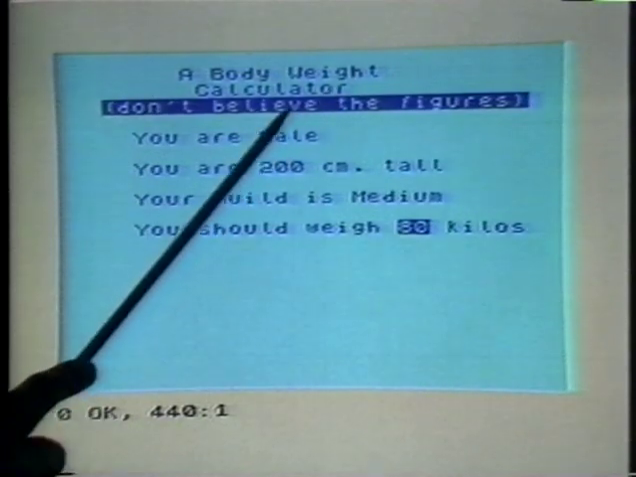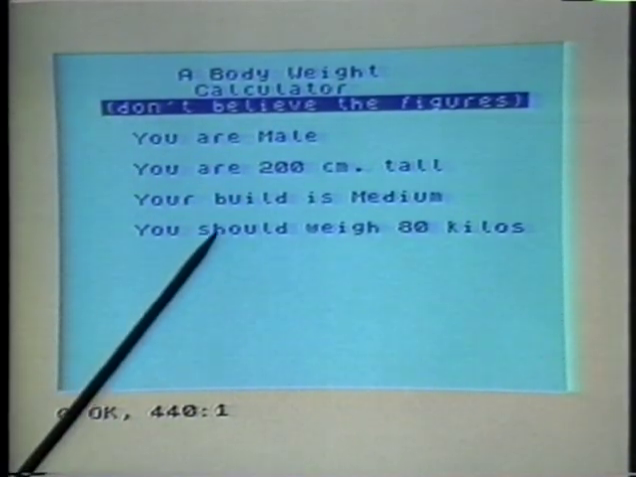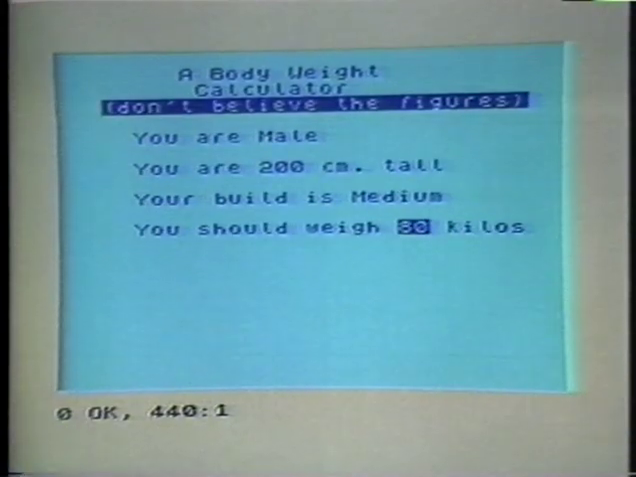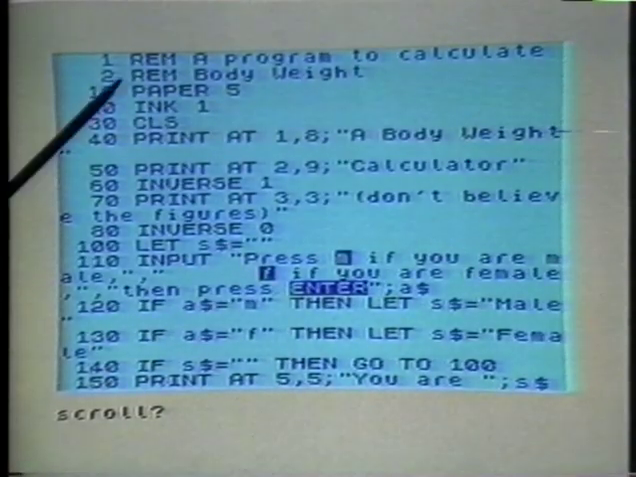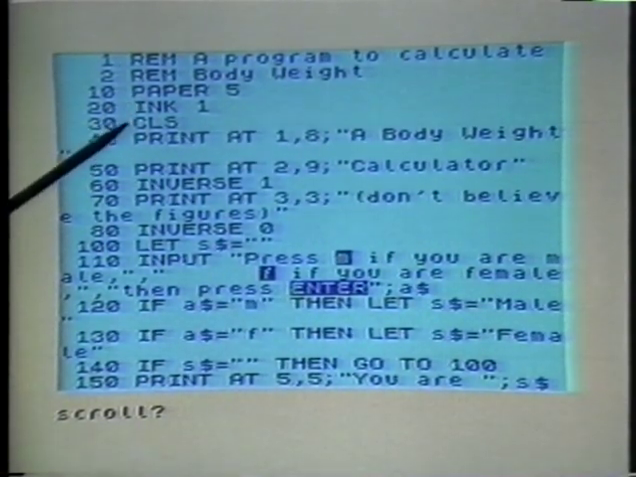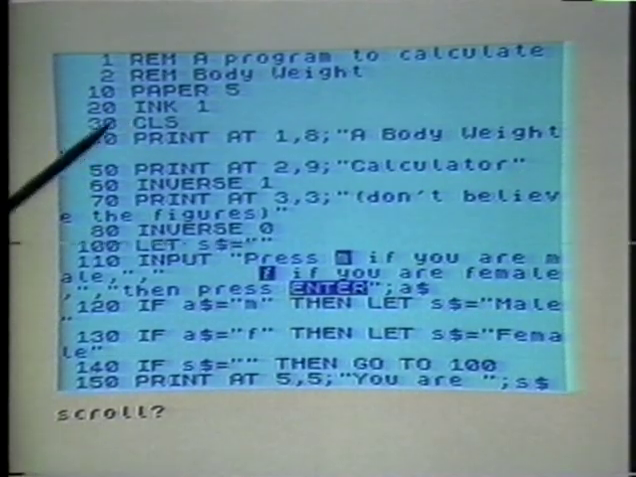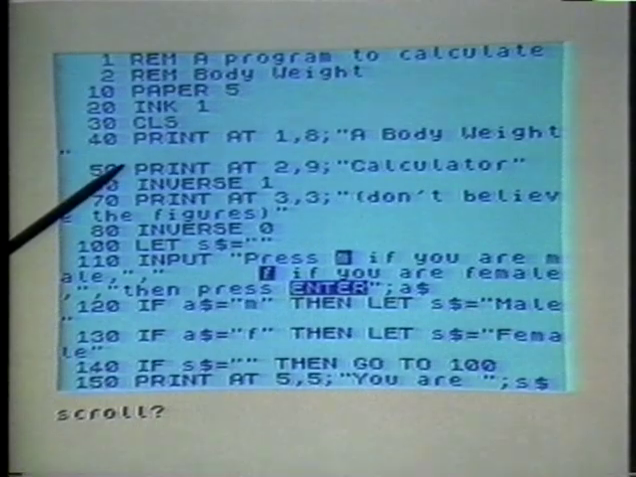Well, that's what the program does. Let's now take a look at the statements we used to do that. If we list the program, we can analyze the statements we used. Paper and ink we've seen used before, simply setting the paper and ink color. Clear the screen. So let's look at these 2 print statements, which printed the very first 2 lines of the heading.